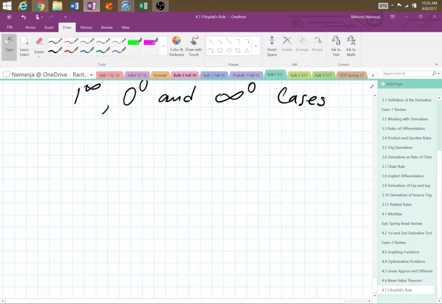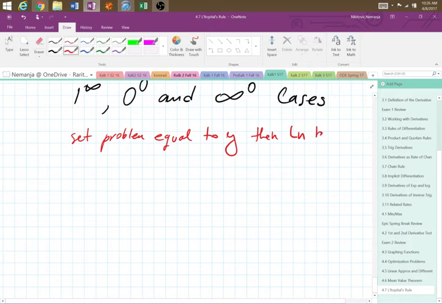And here is the trick. Set the problem equal, I'll write it, to y, then ln both sides. Easy. So let's take a look at introductory examples.